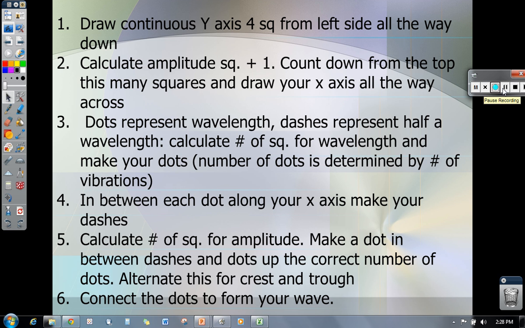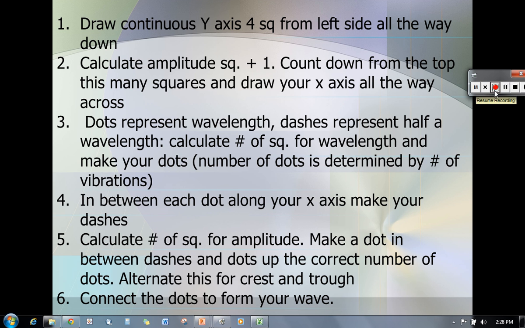Alright, so graph paper. Everyone get out a piece of graph paper. So we're going to be using these guidelines to draw each of our waves. Okay, starting with number 1.